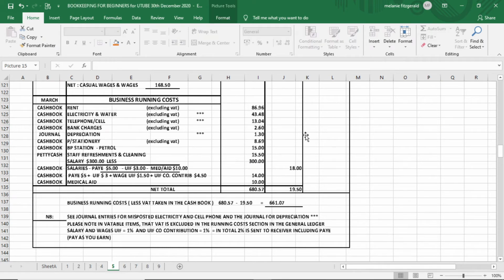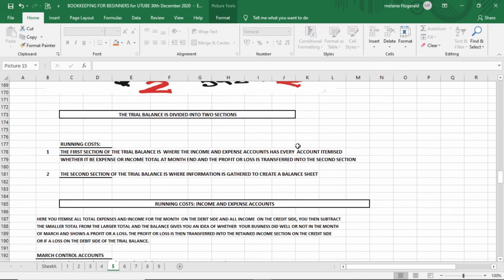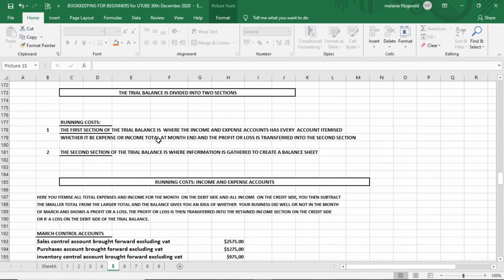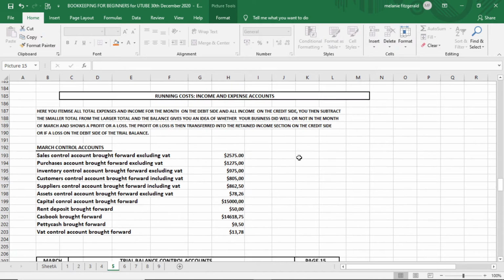All right. Okay, so let's go down to the trial balance. We're going to finish off with the trial balance for the month of March. The trial balance is divided into 2 sections. The very first section is where the income and expense accounts have every account itemized, whether it be an expense or an income total at month end, and the profit or loss is transferred into the second section. The second section of the trial balance is where the information is gathered to create a balance sheet. All right, so let's go down to the running costs, income and expense accounts.